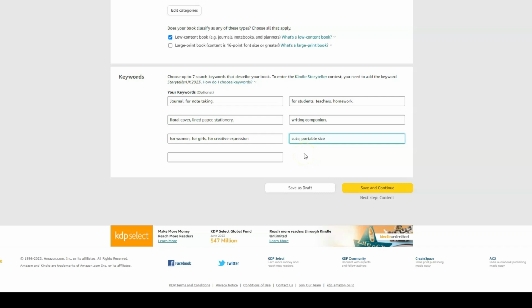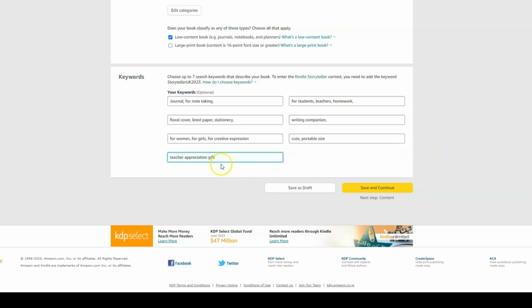So think about your particular notebook and who it might be a nice idea for. Who could you give it to as a present? Maybe it could be a teacher appreciation gift. I'm not quite sure whether Amazon are very happy about the word gift in the keywords. And also bear in mind that Amazon sometimes changes what is allowed and what isn't allowed. So at the time of making this video, more or less this is all allowed, but I would keep checking. Make sure you stay up to date with Amazon's terms and conditions and what they want us to do.